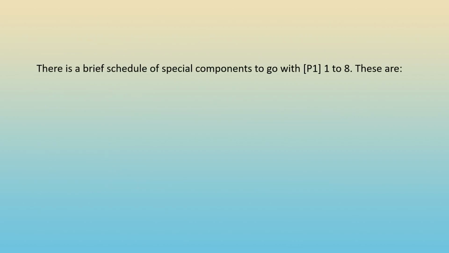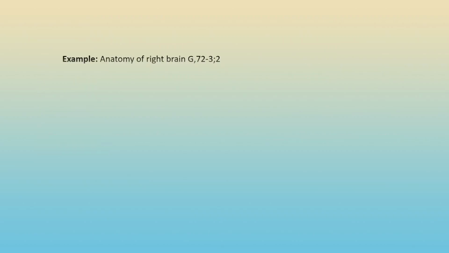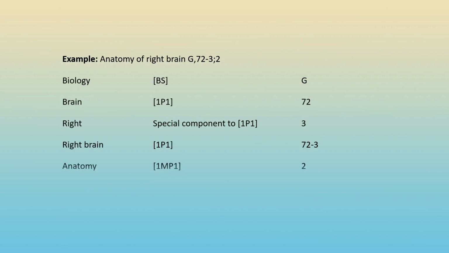There is a brief schedule of special components to go with 1P1 in 1 to 8 isolates in the basic subject biology. These are 1 front, 3 right, 5 back, 7 left. It may be clear from one example. Say, for example, the title is Anatomy of Right Brain.